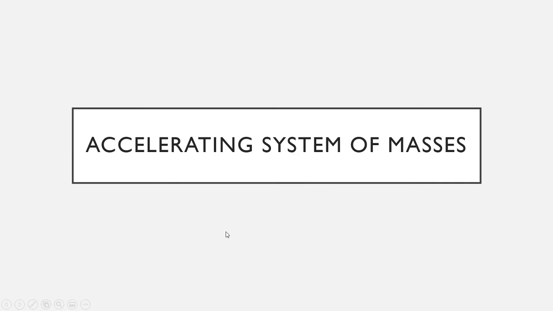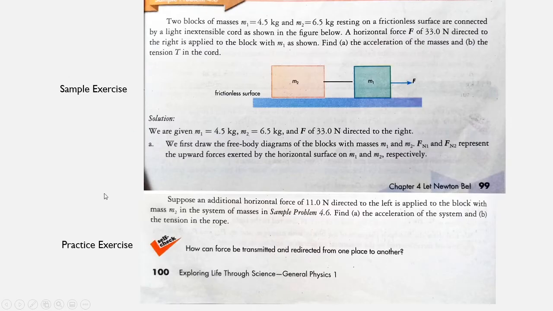Madali lang ito. Ang i-discuss ko dito sa accelerating system of masses is pretty much yung practice exercise in the book. Yung sample exercise, I hope na maaral nyo siya on your own kasi maganda yung discussion sa book. Ang accelerating system of masses kasi, pretty much application lang siya ng second law of Newton, yung force is equal to mass times acceleration, where you can take into account a whole system or a certain part lang. In essence, yun lang naman yung pinag-uusapan natin dito.